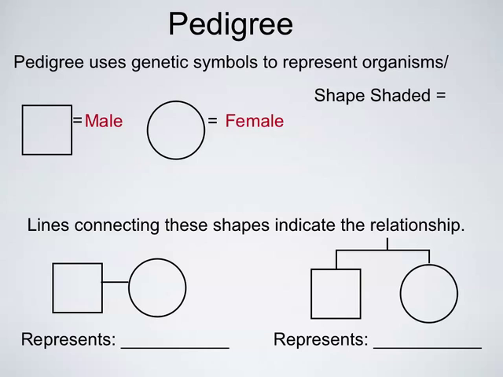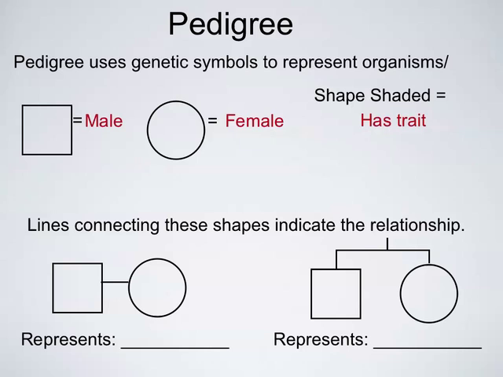To help you remember, females produce eggs, eggs are round. And when we shade in the symbol, that indicates that that person has whatever trait we're talking about. And we connect the symbols in different ways depending on the relationship between people.